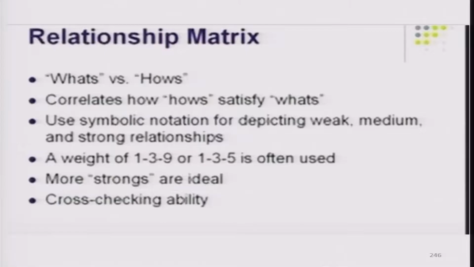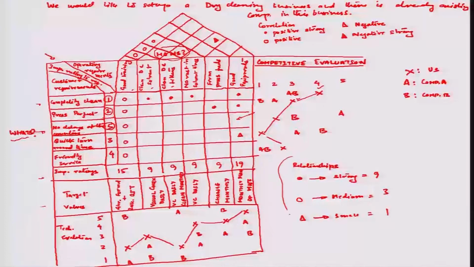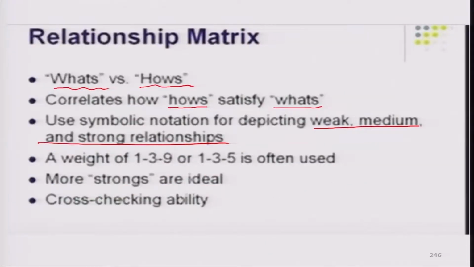Similarly, there is a relationship matrix between the whats and the hows, which indicates different levels of relationship like strong, medium and small, correlating how the hows satisfy the whats. Okay, so there are symbolic notations for depicting the weak, medium, and strong relationships. If you may remember, we did this in our analysis here when we talked about these three different relationships, which you plug into this correlation matrix right here. And here, a weightage of 1, 3, 9 or 1, 3, 5 is often used in order to gauge the level of relationship between a what, which is a customer requirement, and a technical specification, which is the how.